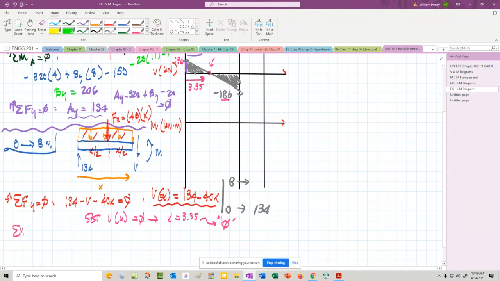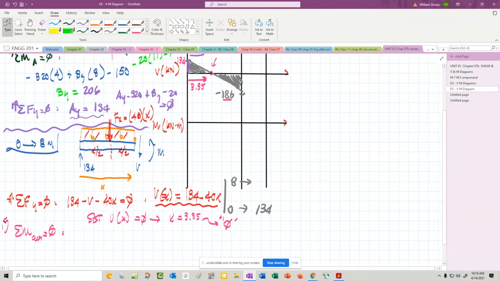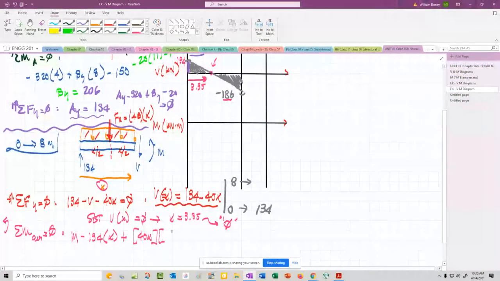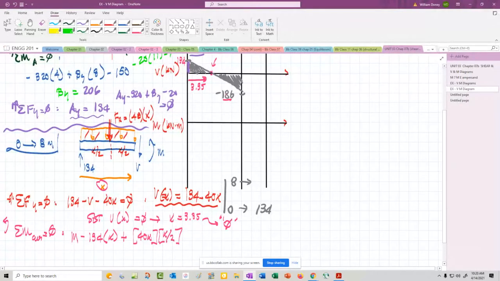Okay, what about the moment? Sum the moment about the cut equal to 0, counterclockwise. What do we have here? We have the moment minus 134 times X, right? Here's the distance X from the cut. Plus, that's the resultant force, which is 40X times the distance, which will be X over 2. Right? Here's the resultant force. Its distance is half, so it's X over 2 right there.